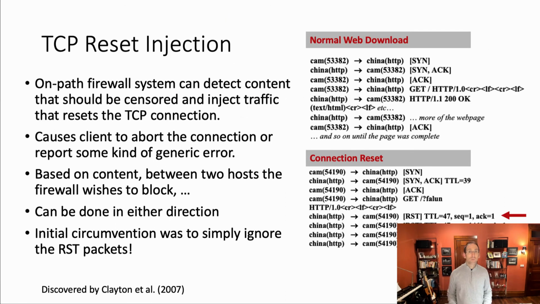One way that firewalls interfere with TCP connections is to inject so-called reset packets. An on-path firewall system can detect content that should be censored and inject traffic, specifically a reset packet that resets the TCP connection, or essentially tears it down. That causes the client to abort the connection or otherwise report some kind of generic error. Those who have studied the implementation of the firewall in China have noticed that that firewall can sometimes look for specific content or communication between known endpoints as a trigger to inject these TCP reset packets.